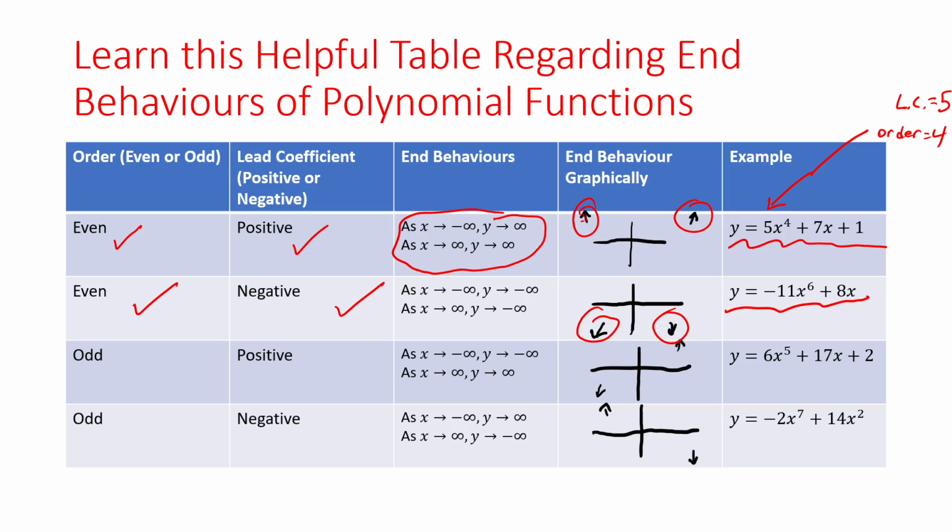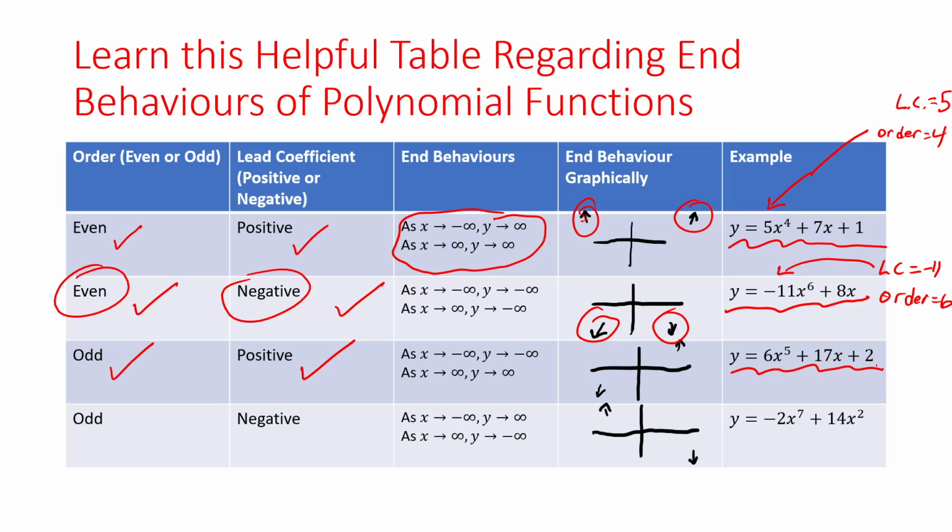If we look at the second example here, the lead coefficient is negative 11 and the order is 6. We've got a negative leading coefficient and an even order. And when we have that, we know what the end behavior will be. In the third example, if we have an odd order and a positive leading coefficient, for example, this polynomial function here, where the leading coefficient is 6, in other words, positive, and the order is 5, in other words, odd, when that happens, our end behavior will be in the first quadrant and the third quadrant.